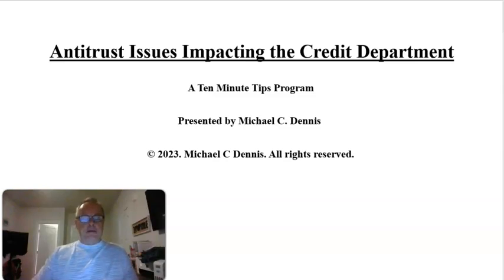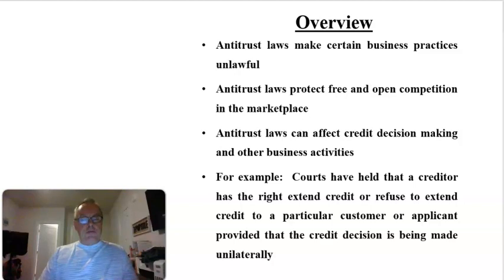Let's jump in. By way of an overview, the antitrust laws in the United States make certain business practices unlawful. Generally speaking, antitrust laws protect free and open competition in the marketplace. Antitrust laws can affect credit decision-making and other related business activities.